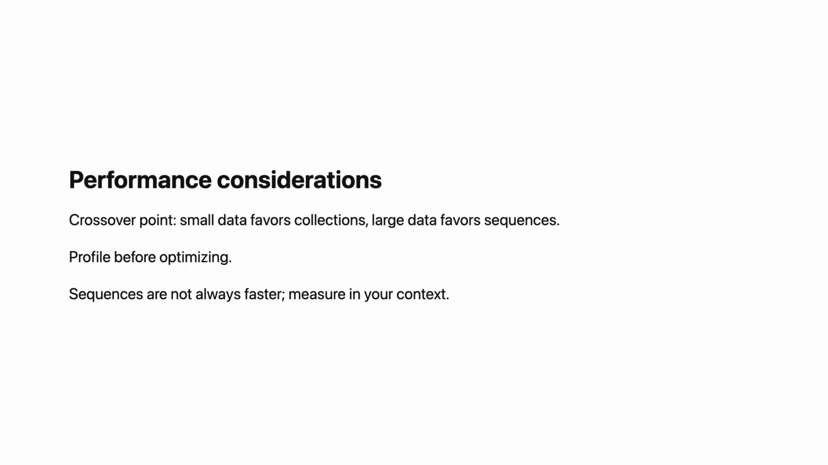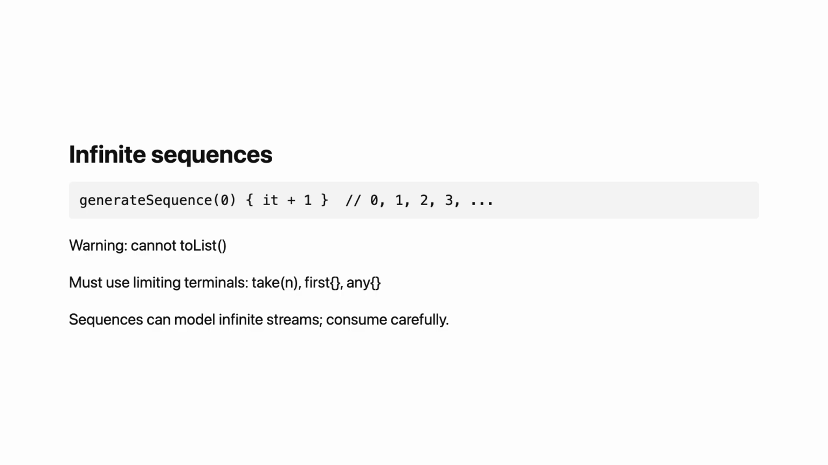Sequences are not always faster. For simple operations on small data, collections are faster. The overhead of lazy evaluation hurts. For complex chains on large data, sequences win. No intermediate collections. Early termination. Benchmarks vary. The crossover point depends on data size, operation complexity, and how many elements you ultimately consume. Profile before optimizing. Do not assume sequences are better. Measure. Sequences shine when the savings from laziness exceed the overhead of laziness.